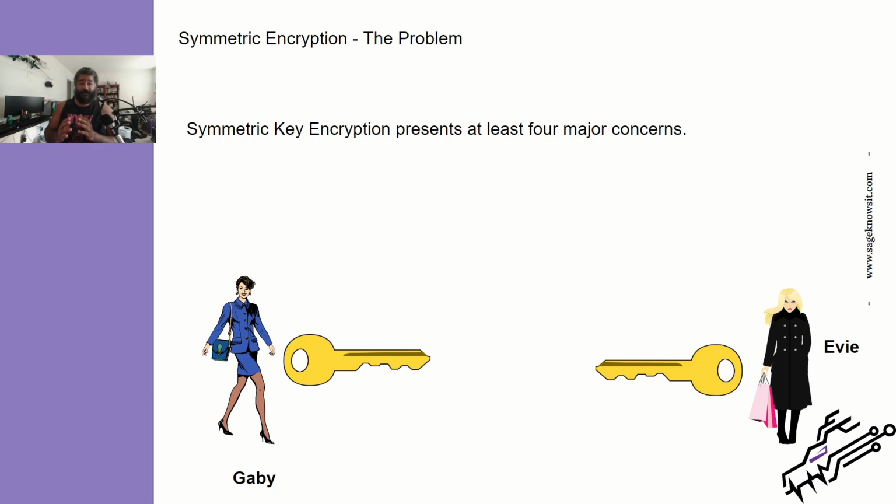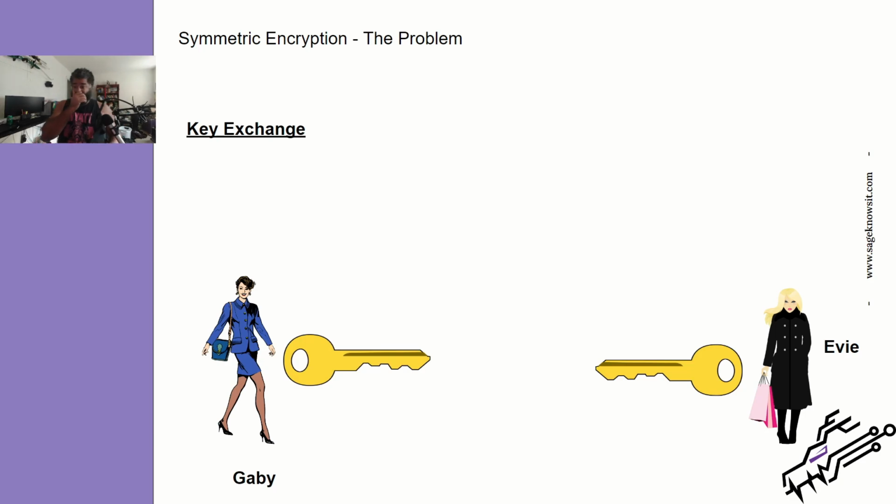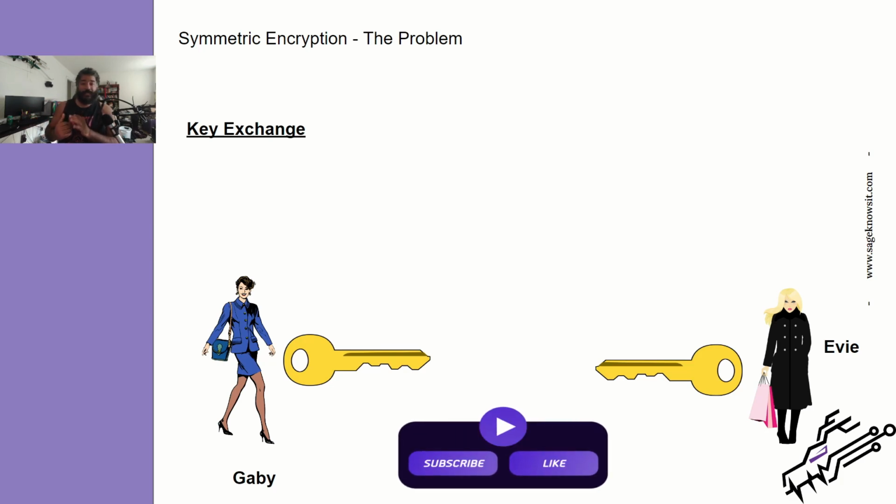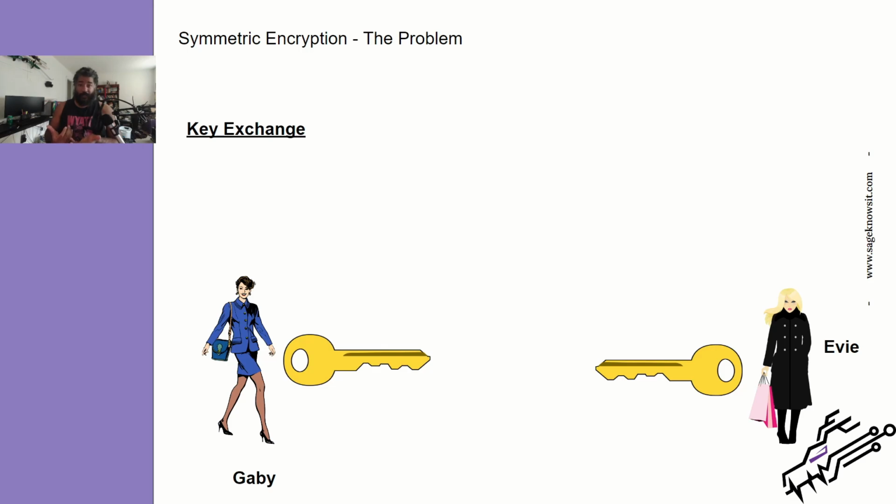Symmetric encryption has fundamentally four major issues with it, and you probably have noticed at least two of them already. The first one is the key exchange, right? Since we have one key, or one set of keys that are identical in nature, how do I get it over to Evie without physically giving it to her? Because if I just send it to her by email, there's a chance that someone could intercept that message and be able to utilize that key for any future communications between Gabby and Evie using this same type of key.